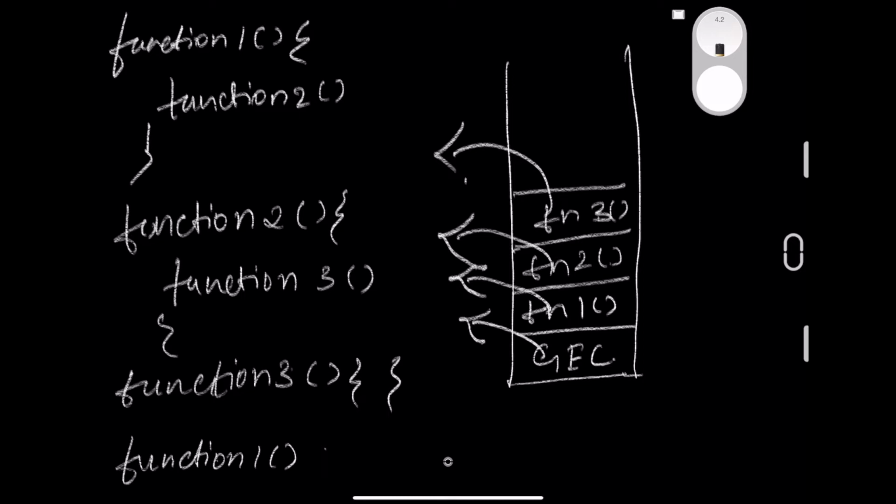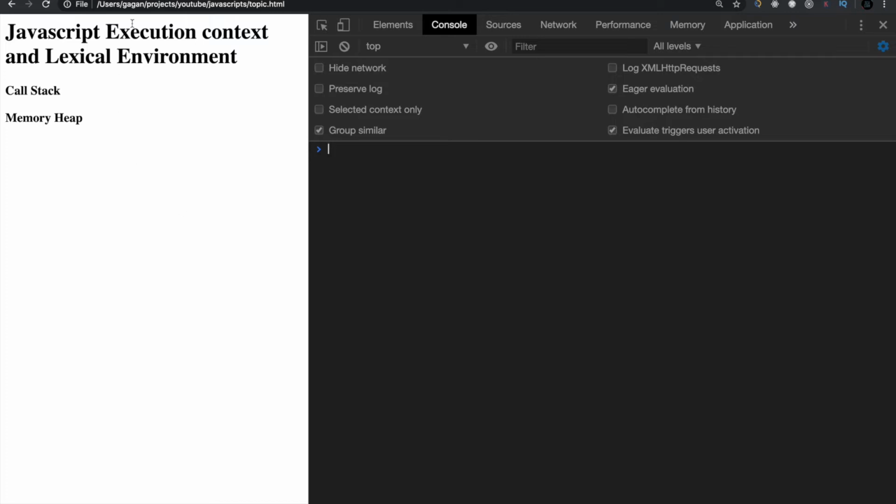One another important thing is a functional execution context will have access to global variables. However, global execution context will not have any access to the variables declared within the function. We will discuss about scopes in later videos.